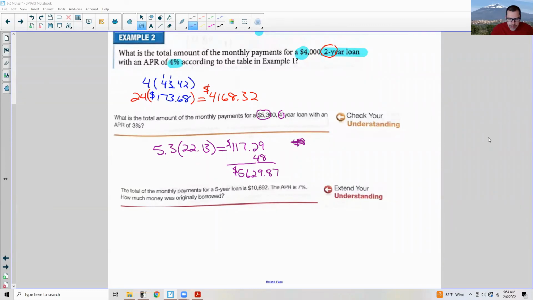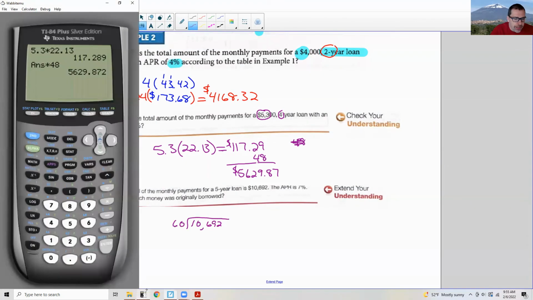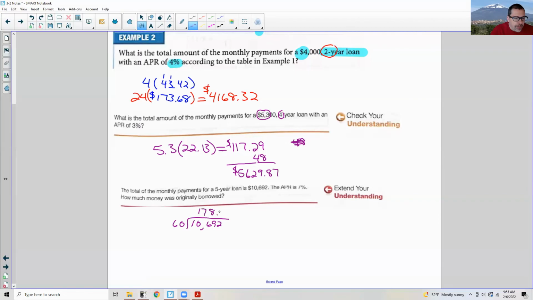Okay, now the extend your understanding is a little bit twisted around, and we have the total monthly payments for a 5-year loan is $10,692. Okay, so 5 years is 60 months. So I want to take this $10,692 and divide it by the number of monthly payments, which is 60. So 10,692 divided by 60 is going to give me $178.20. Okay, that is our monthly payment.